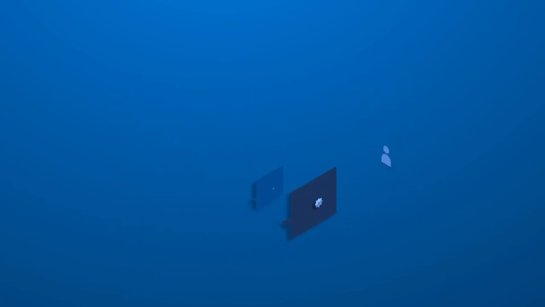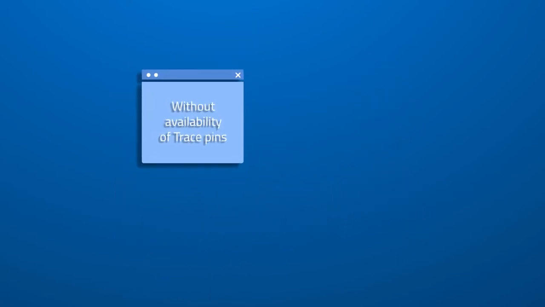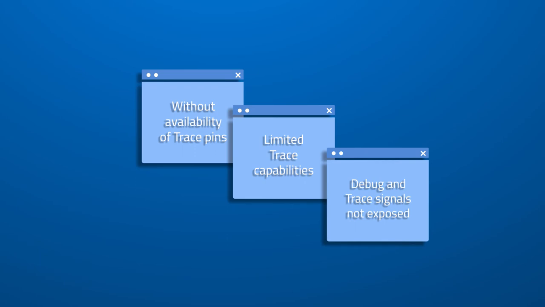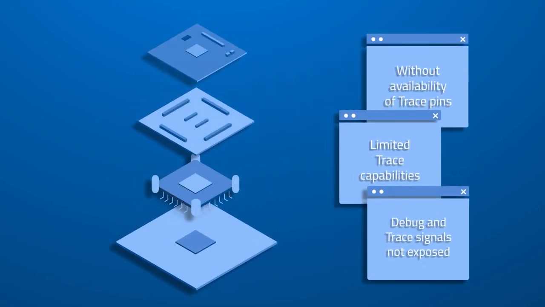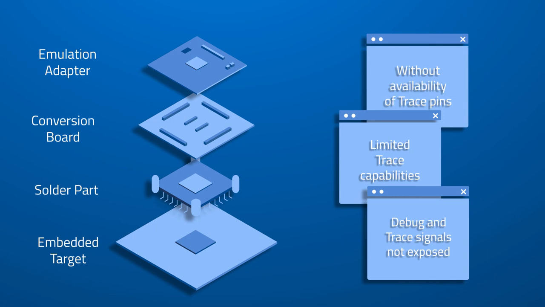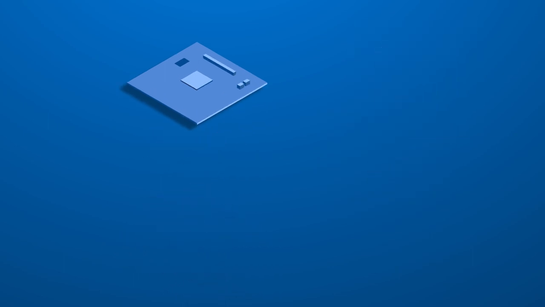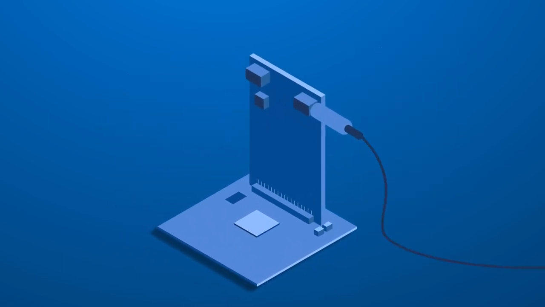It makes tracing possible on devices without the availability of trace pins, devices that only feature limited trace capabilities, and whenever debug and trace signals are not exposed. The emulation adapter provides the trace capability by replacing the original microcontroller. It provides all of the functions of the microcontroller it replaced, while also providing trace functionality. You can also use the emulation adapter as a standalone piece of development hardware in an early development stage until your own hardware becomes available.